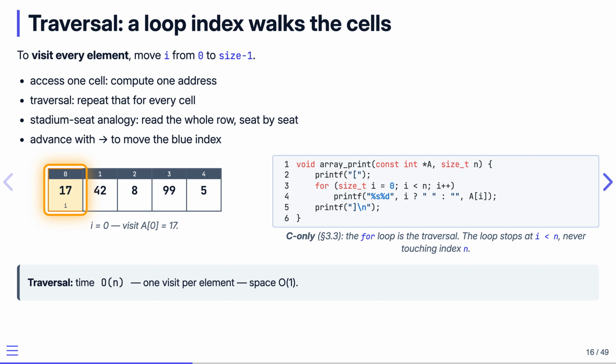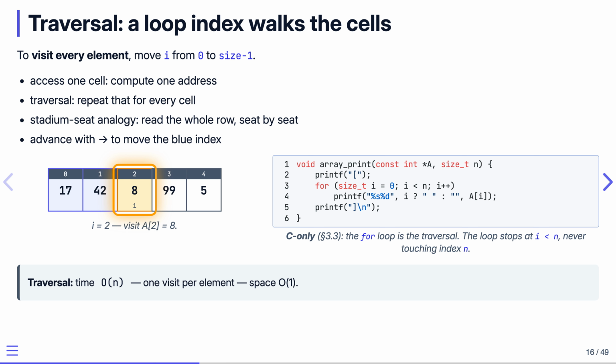We start with I at 0. We look at the cell at index 0. Its value is 17. That is our first visit. Now we add 1 to I. I is 1. We look at the cell at index 1. Its value is 42. Index 0 is done.